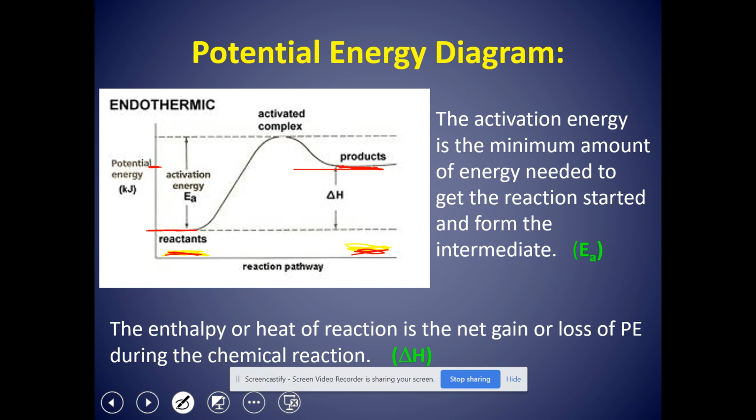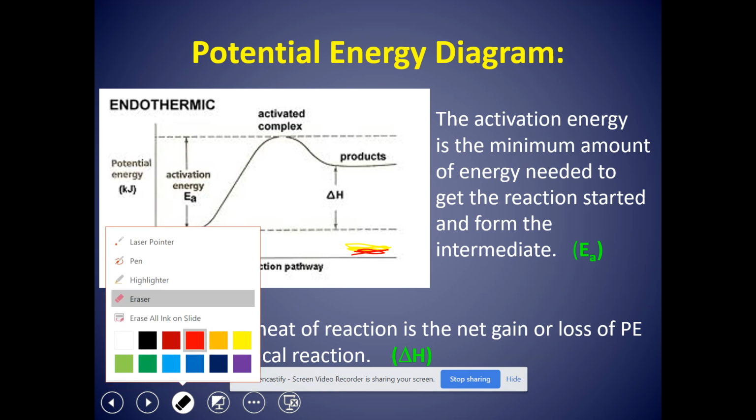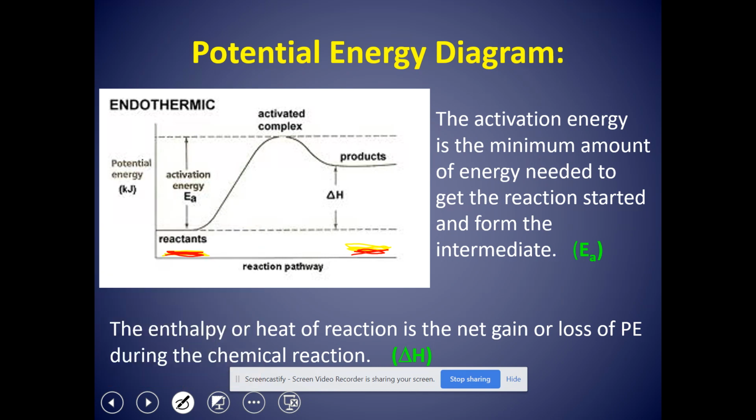Now you got to get in a chemical reaction from the reactants over to the product side, and you have to go over this hill to get there. I just want to erase these. But basically, you've got to get over the hill. You can't get from reactants to products without going over the hill. Because when the reactants start coming together and the old bonds start breaking and new bonds start forming, you get this thing called an activated complex.